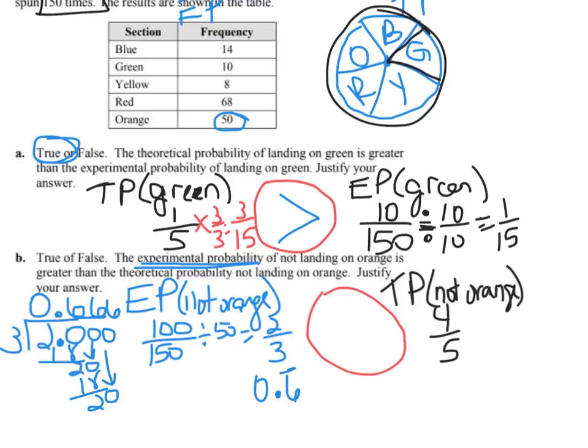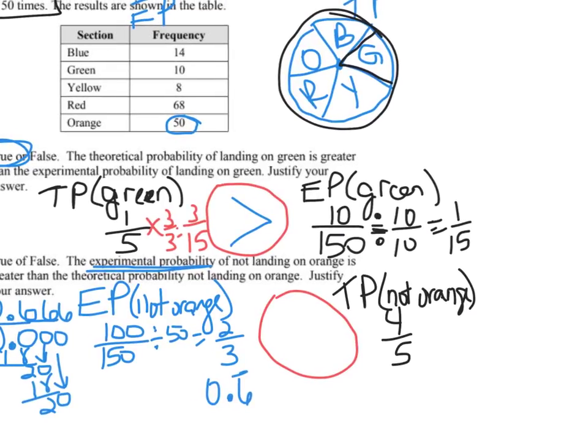Okay, now 4/5, we're going to go ahead and find a decimal for that. So 4 divided by 5. Well, 5 doesn't go into 4 at all, so I'm going to add a decimal and a 0. So how many times does 5 go into 40? 8 times. So that is a terminating decimal. So this is going to be 0.8. So now you're comparing, is 0.6 repeating greater than or less than 0.8?